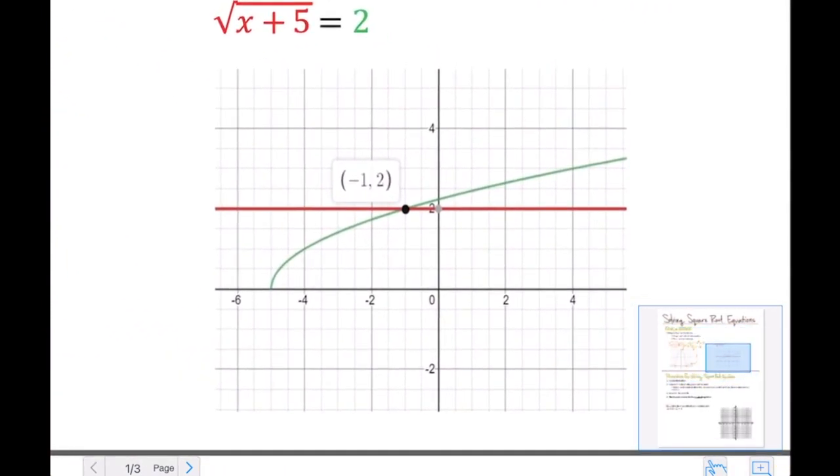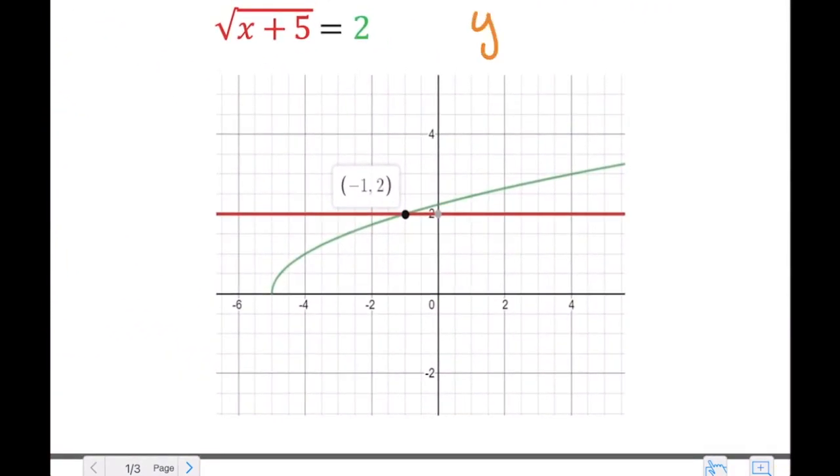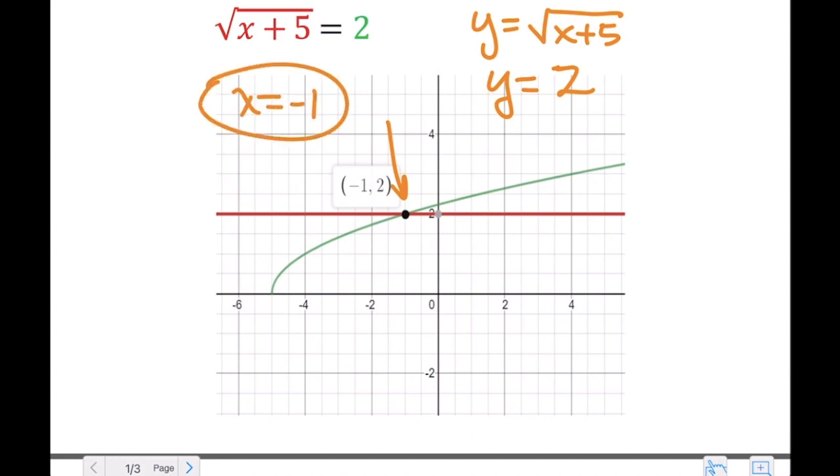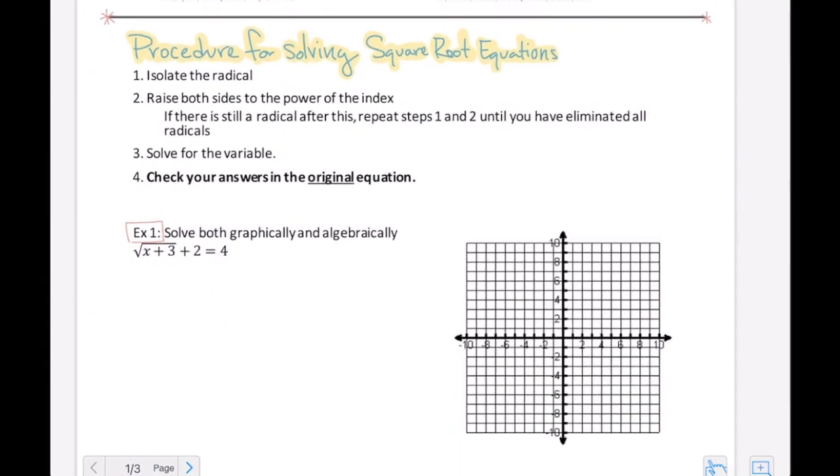Or if we had a square root function right here, if we again set each side equal to y and graphed it, we would have a square root function that's been moved to the left 5, and we would have a horizontal line at positive 2. The intersection point again is negative 1, positive 2, and our solution then would be x is equal to negative 1. So keep that in mind as we start this procedure.